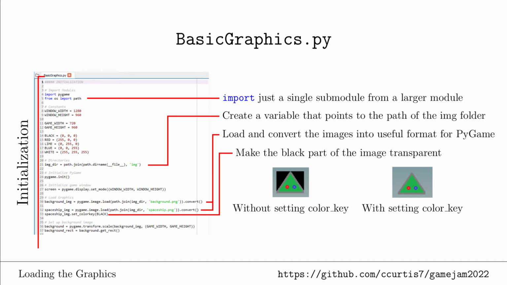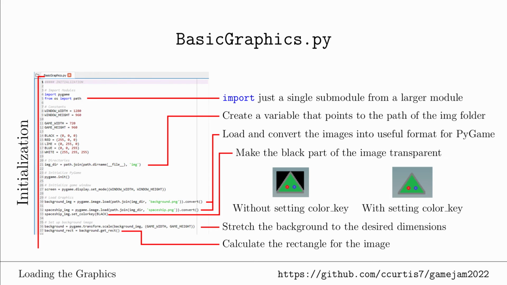Let's focus on getting the background set up. So far, we've loaded the image into memory, but it's not the right shape. So we need to tell Pygame to stretch it out to the correct size. The next command gets the rectangle that corresponds to the image we just created.